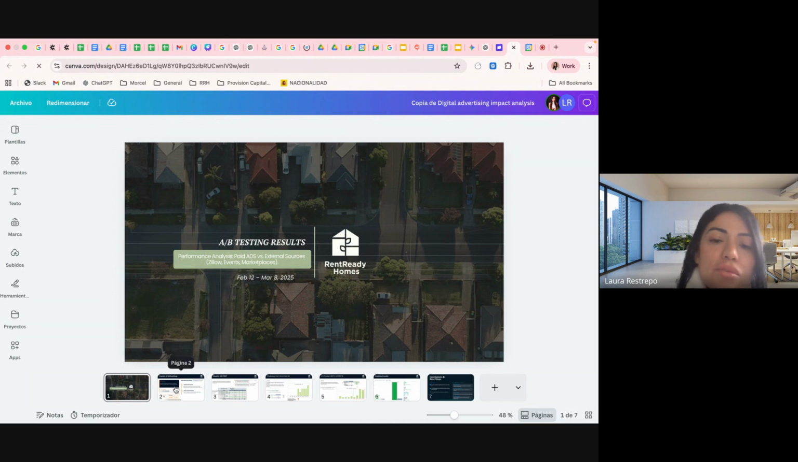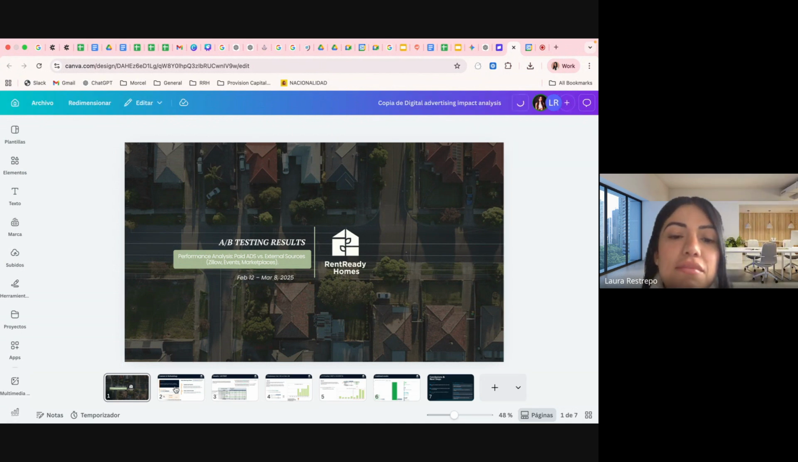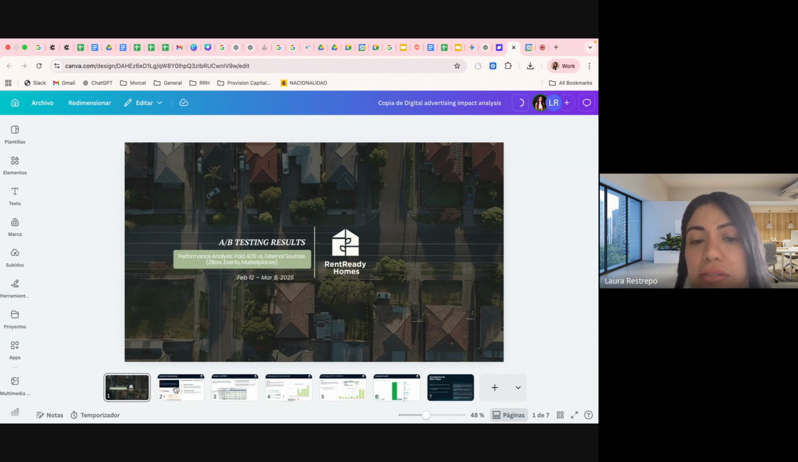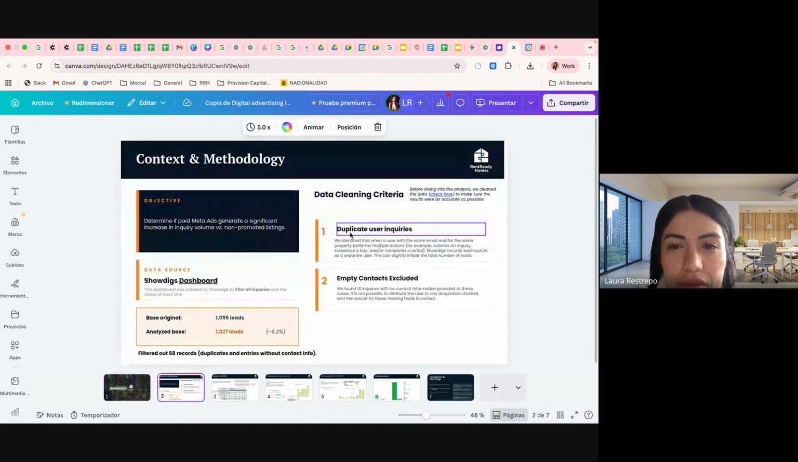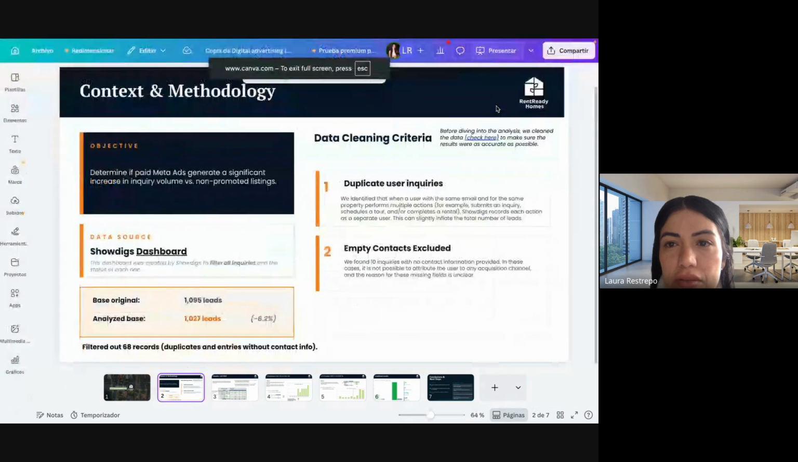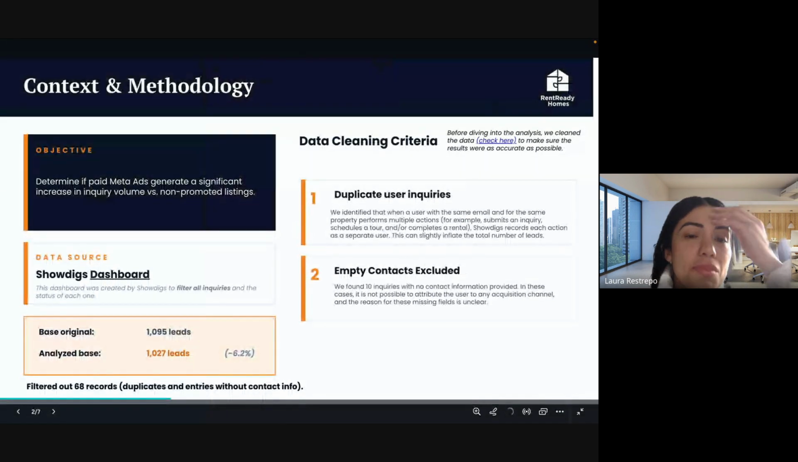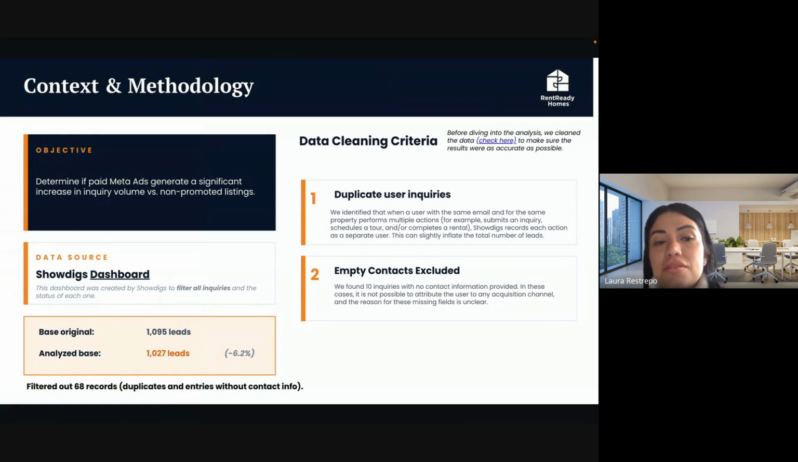So basically, we are going to analyze the A/B testing. The performance is basically to compare the paid ads versus the other properties without ads, right? The goal is to determine if paid Meta ads generate a significant increase in inquiries volume versus not promoting the listing, right?